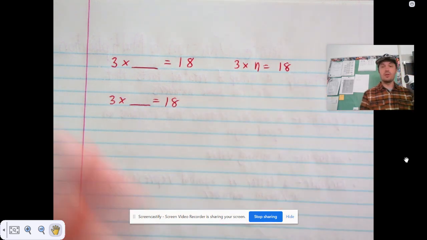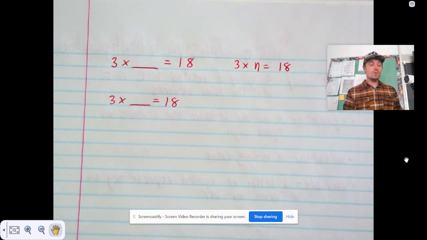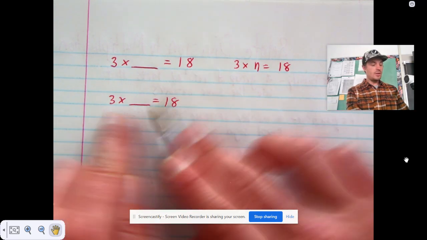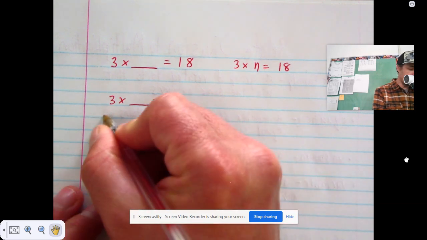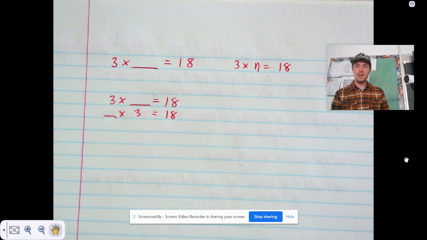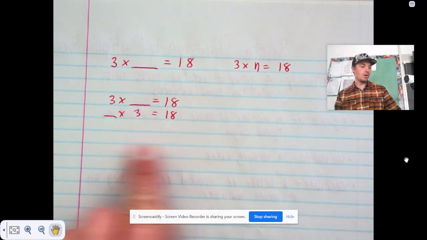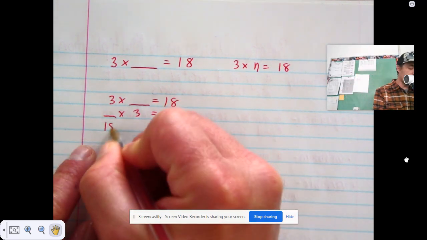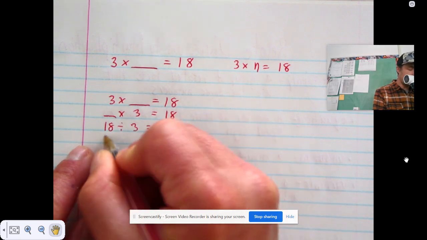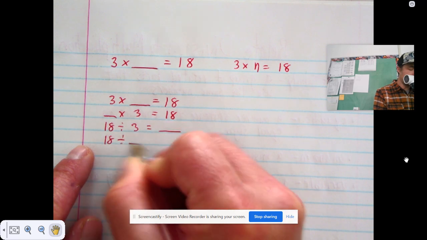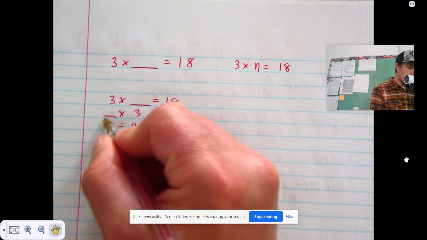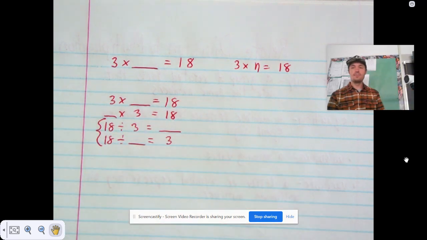And then the 18, that'll go all the way on the right. These two numbers switch spots. So blank times 3 equals 18. Now this number goes all the way to the left when I do my two division facts. 18 divided by 3 equals blank, and 18 divided by blank equals 3. Which of these two here can I use to solve the unknown?